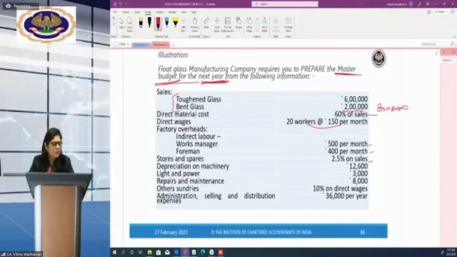Okay. Manufacturing overheads, please explain. Manufacturing overhead, Prachi, you have no idea of manufacturing overhead? You must have done the cost sheet. You must have done overheads absorption. Manufacturing overheads are actually indirect factory overheads. Indirect factory overheads. All right.